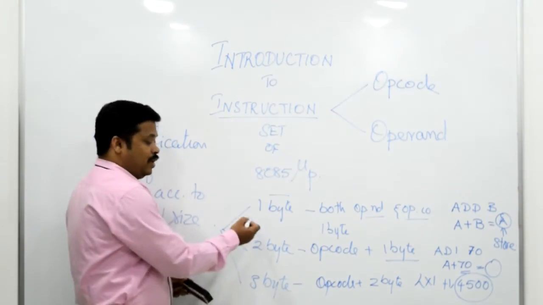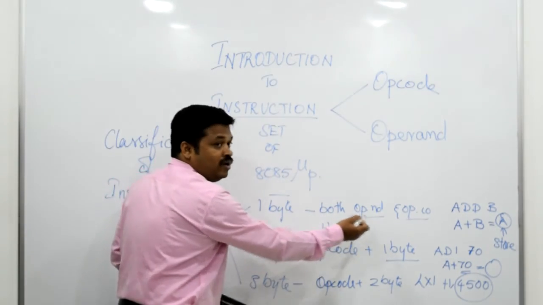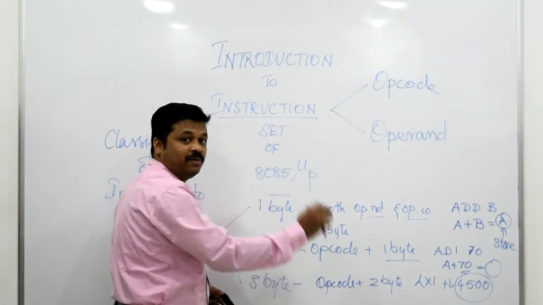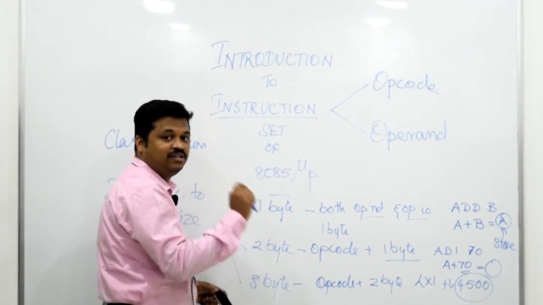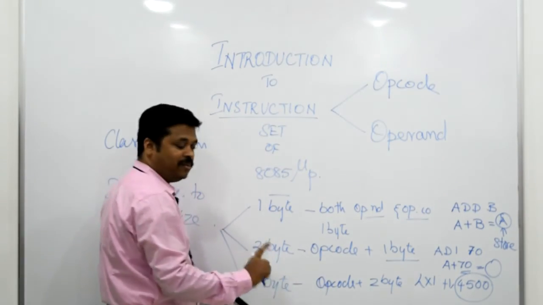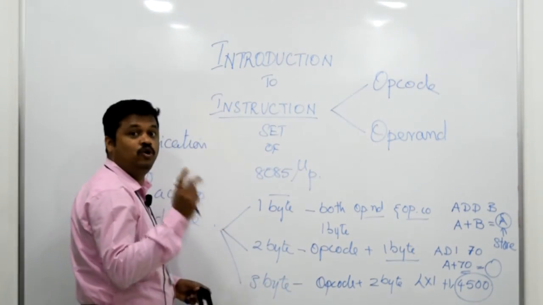So, I will repeat: in a 1 byte instruction you will have both opcode and operand in the same instruction. In a 2 byte instruction you will have an opcode and an operand, but the condition is that the operand should be 1 byte in size. In a 3 byte instruction you will have an opcode which is 1 byte and an operand which is 2 bytes.